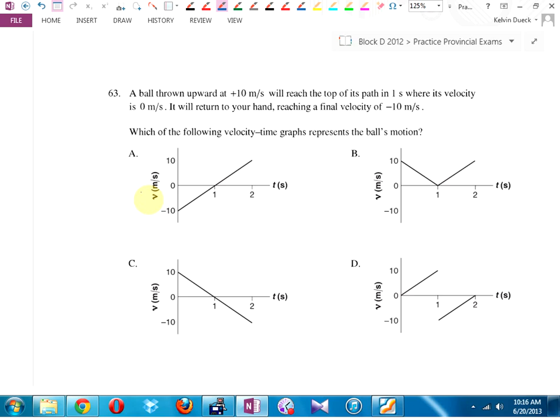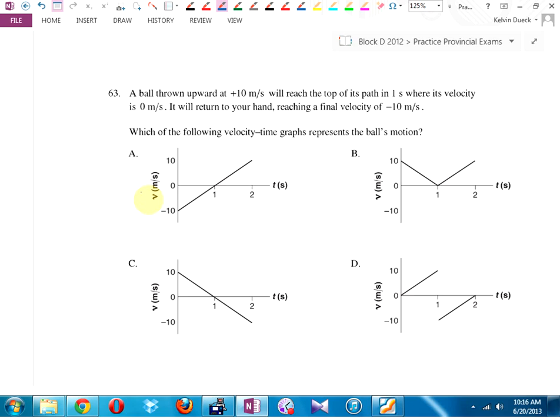A ball thrown upward at 10 meters per second will reach the top of its path in 1 second, where its velocity is 0 meters per second. It will return to your hand, reaching a final velocity of negative 10 meters per second. So how many seconds does it take to get to the top? One. How many seconds will it take to get back down? What goes up must come down. Yep, 1 second. So I'm looking for a graph that's how many seconds long, grand total?